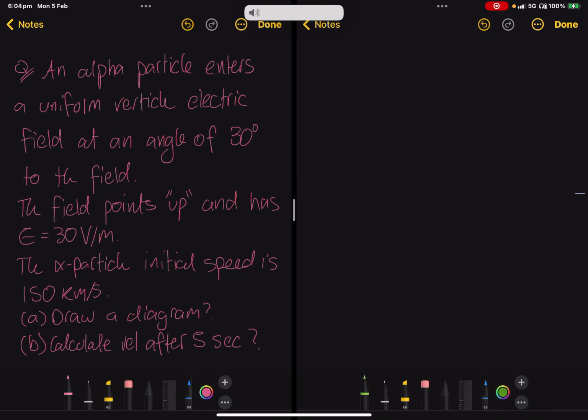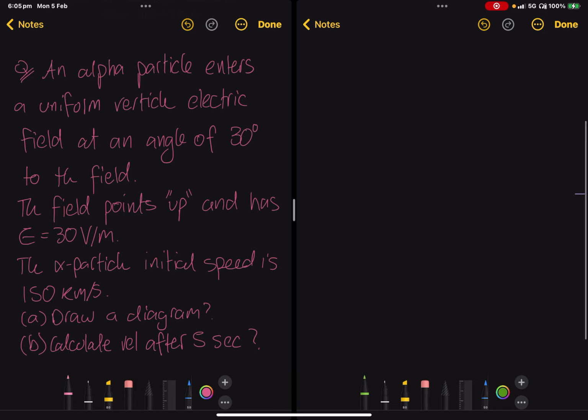Okay, so we're going to have a look at another question from the topic of electromagnetism. We're told an alpha particle enters a uniform vertical electric field at an angle of 30 degrees to the field. The field, we're told, points up and has a field strength of 30 volts per meter. We're told the alpha particle's initial speed is 150 kilometers a second. We're asked A, to draw a diagram, B, calculate velocity after 5 seconds.